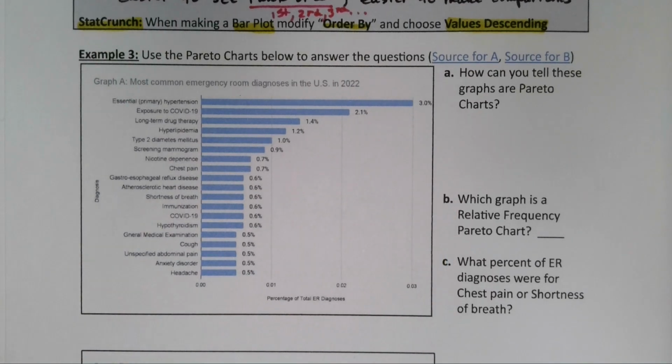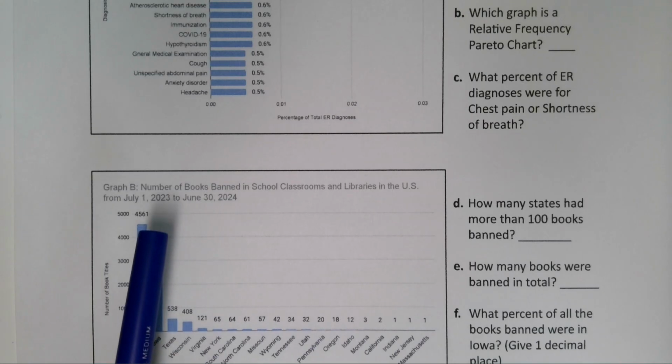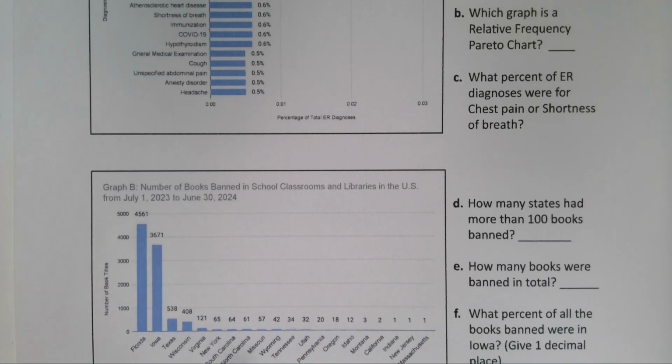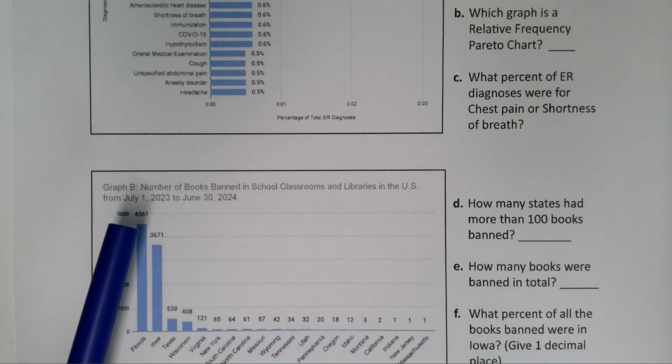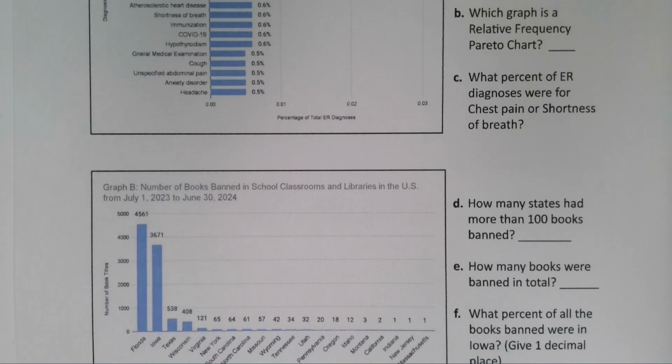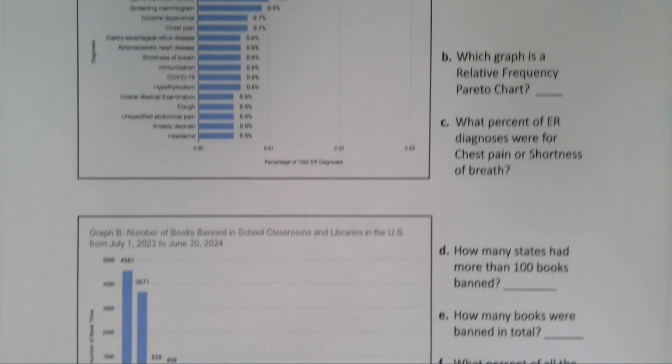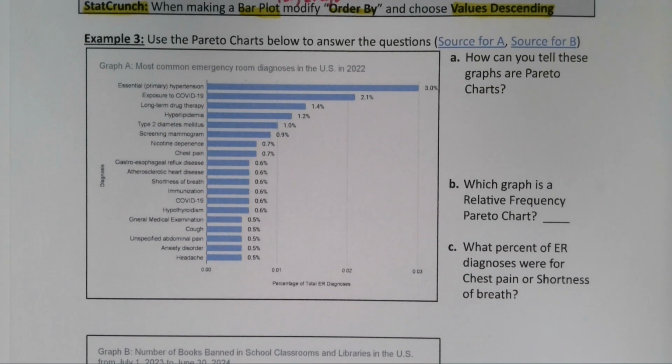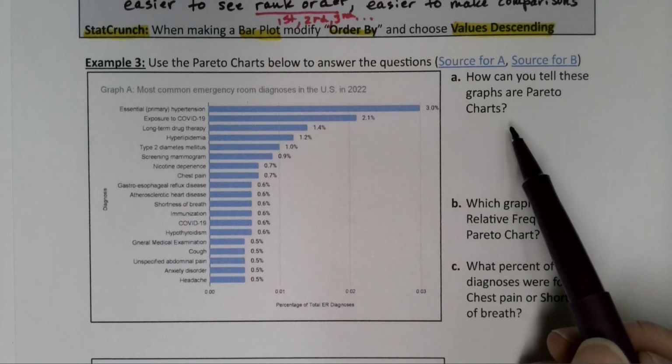This is a graph of the most common emergency room diagnoses in the US in 2022. And then this one is a graph of the number of books banned in school classrooms and libraries in the US from July 2023 to June 2024. All right, so how can you tell these are Pareto charts? Well, first of all, they're bar charts, right? Pareto charts are special bar charts.